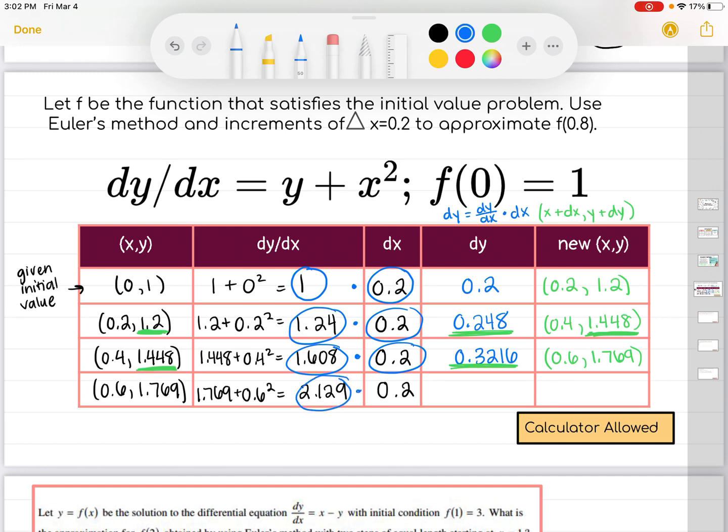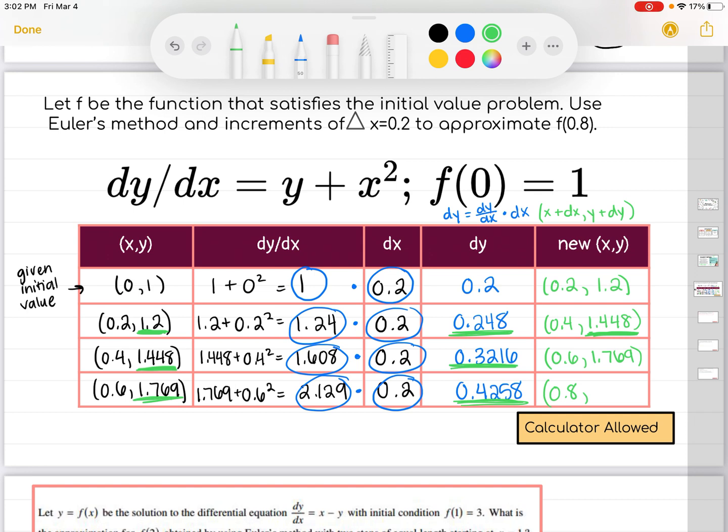Take my dy/dx, multiply it with dx to get dy. So 2.129 times 0.2 gives me 0.4258. And then I'm going to add. So of course, now I'm finally at 0.8, which is what I wanted. That's my end goal, to approximate 0.8. And then I'm going to add my old y with my dy to get my new y.